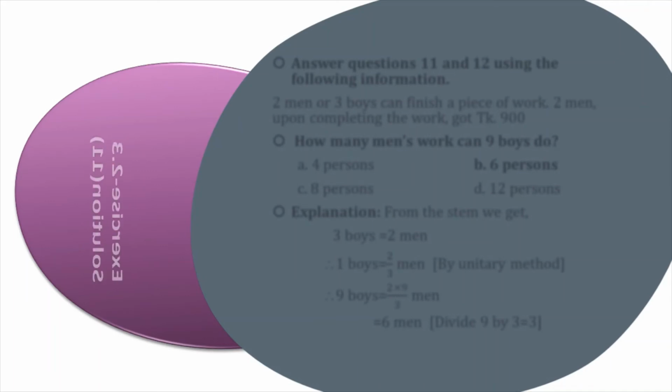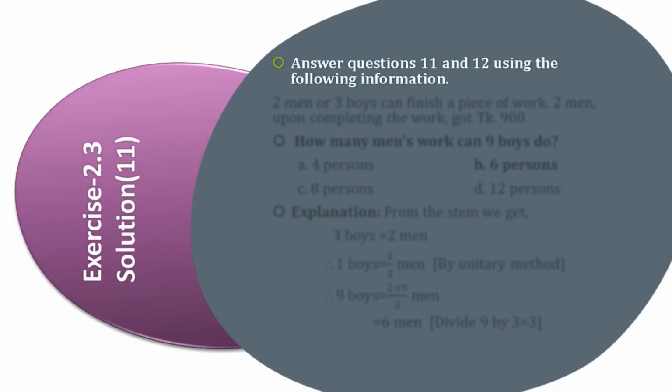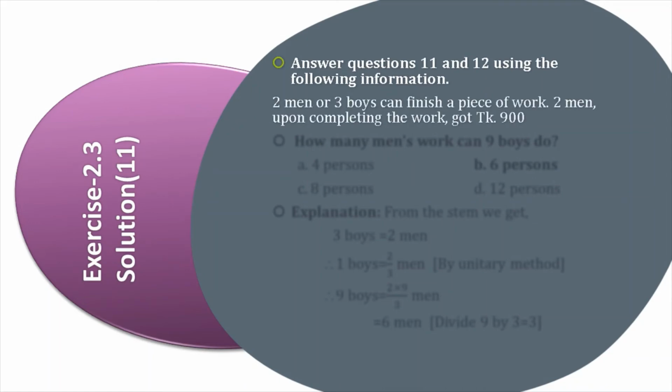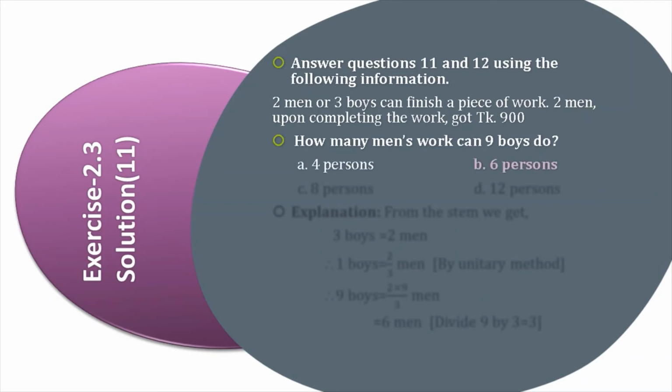So let us see the solution number 11. Answer questions 11 and 12 using the following information. So that is the information: 2 men or 3 boys can finish a piece of work. 2 men upon completing the work got taka 900. That is question number 11. How many men's work can 9 boys do? Here are the options: 4 persons, 6 persons, 8 persons, 12 persons. As you can see the marked part, 6 persons is our desired answer.